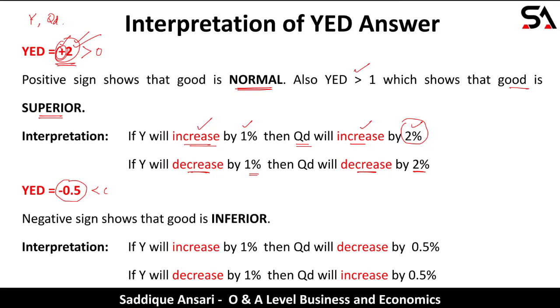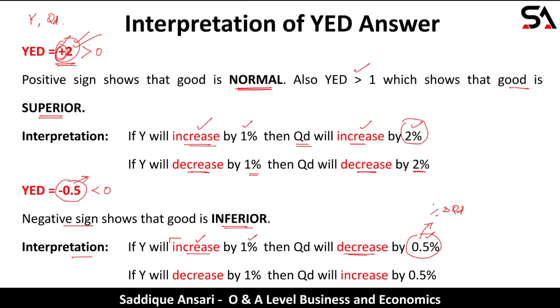The answer is less than 0, negative answer, and negative sign shows that good is inferior good. Its interpretation is that if income will increase by 1%, then quantity demanded will decrease by 0.5%. This 0.5 is this, and this 0.5 is the response of quantity demanded due to 1% change in income.